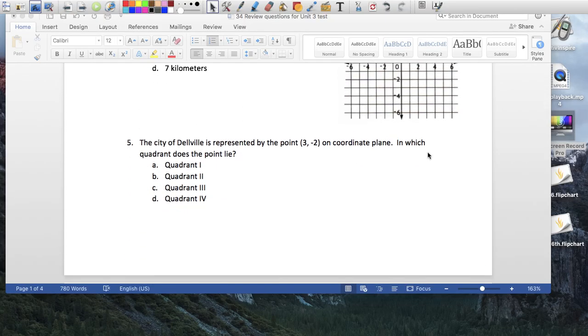Number 5. The city of Delville is represented on a coordinate plane. Which quadrant? If this is your test, I would label quadrant 1, I would call this quadrant 2, quadrant 3, and quadrant 4. I'd have then taken the point (3, -2), and I would start at the origin.